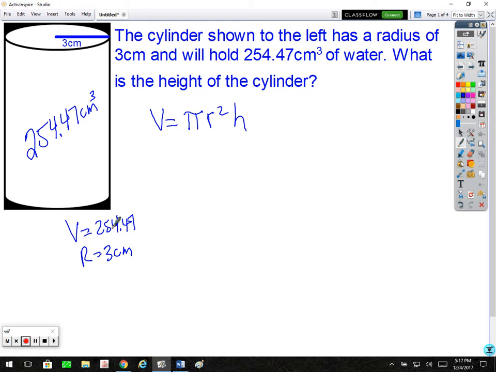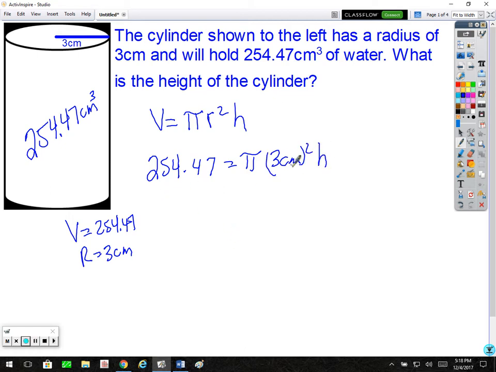So what we do, remember, we talked about working and just substituting in what we have. So we know the volume, so we will take the volume out and substitute it with 254.47 equals pi. Now we know the radius, so the radius is going to be 3 centimeters squared. What we don't know is the height.